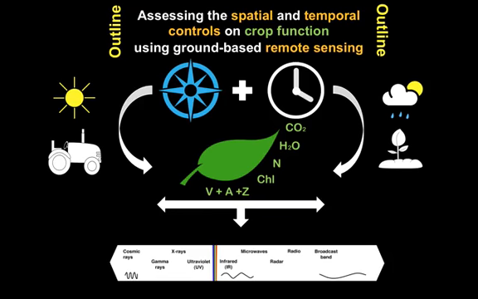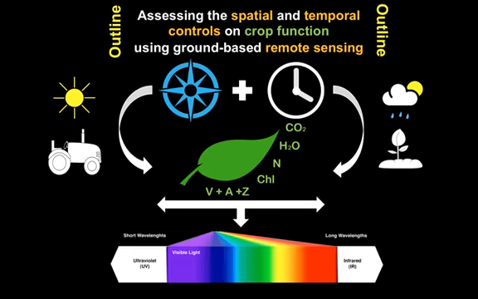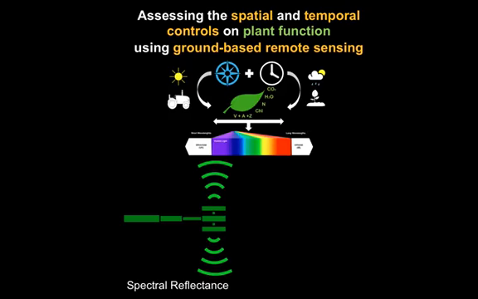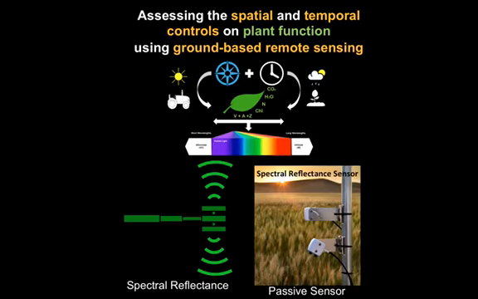And we're going to do this all using ground-based remote sensing. In particular, we're going to be using the spectral reflectance sensors from Decagon Devices. And we'll be using this symbol to represent that. And here they are for those of you who aren't familiar.